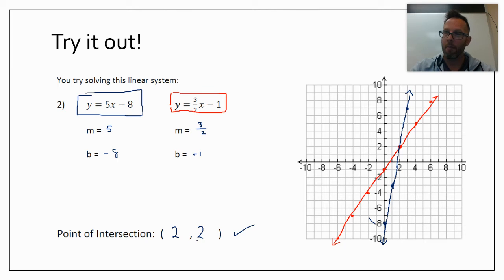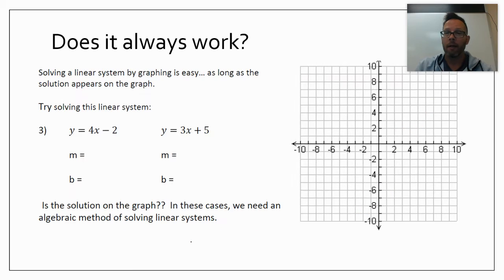linear system by graphing. Now, we're not going to check this one. Hopefully, you're feeling comfortable at this point. Again, we've reviewed how to graph from slope-intercept form. So it's literally just graphing the lines and just checking out where they meet. Let's continue. So solving a linear system by graphing.